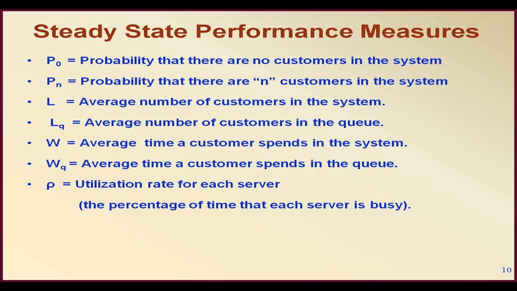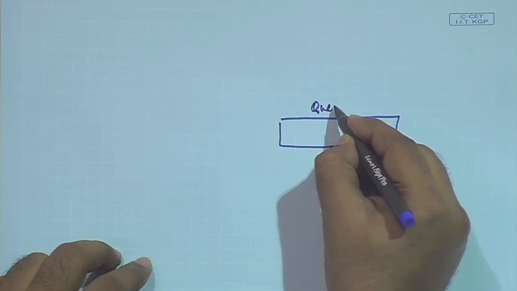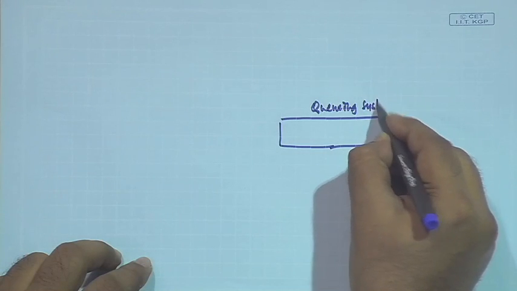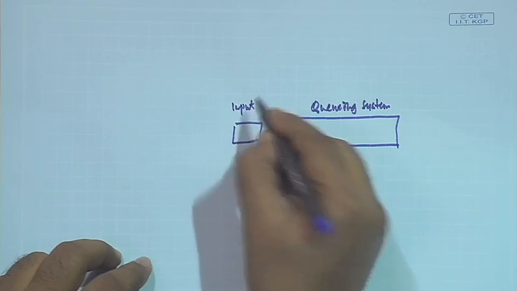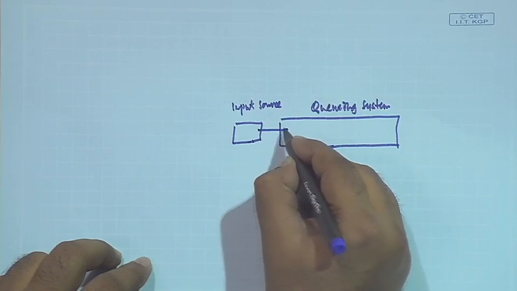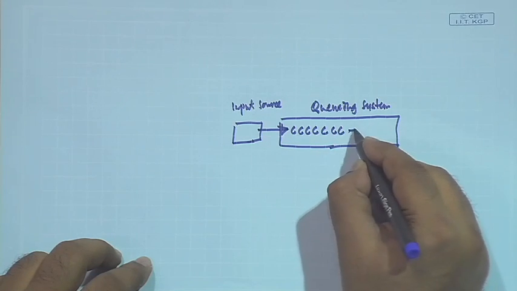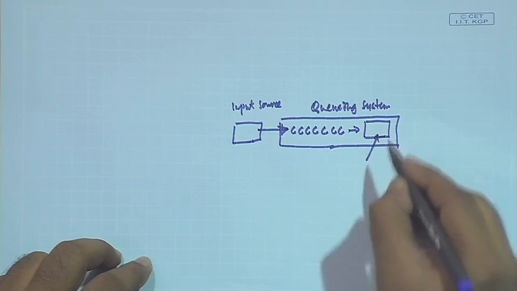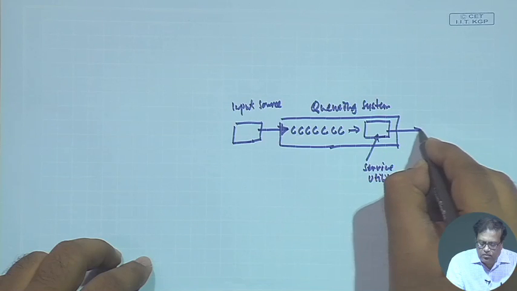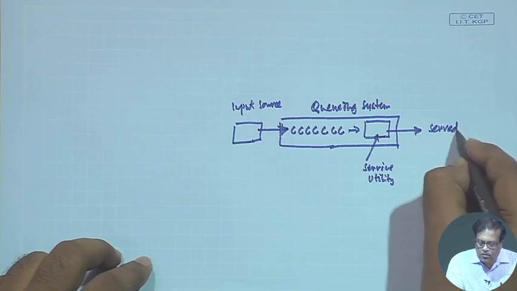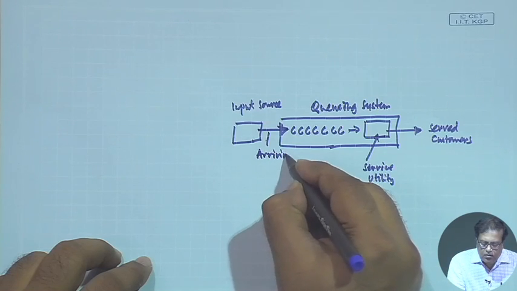So, let us look at this once again, supposing this is my queuing system. This is the input source. Customers are generated and they are joining the queue here, right, and then they go to this service utility and then from here the served customers go away, and this one is the arriving customer.